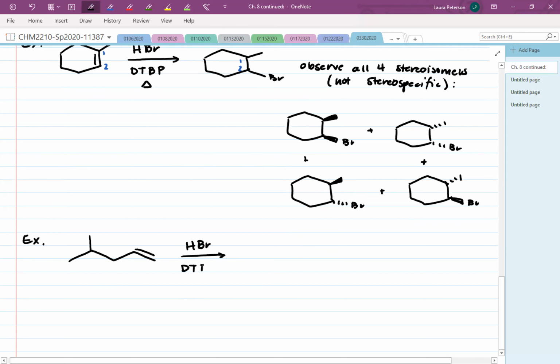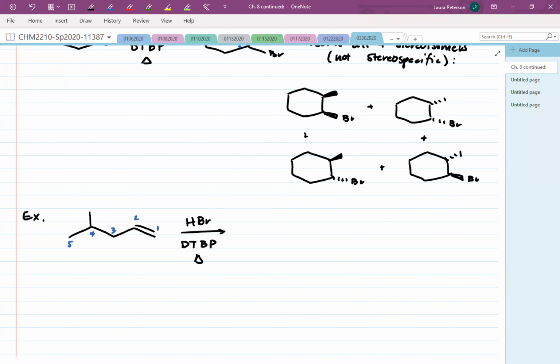So di-tert-butyl peroxide and heat. Okay, so let's count our carbon chain. We have a 5-carbon chain. Our alkene is between carbons 1 and 2. In the product, which carbon should end up with the halogen, and which carbon should end up with the hydrogen? Carbon 1 is less substituted, so it should end up with the halogen.